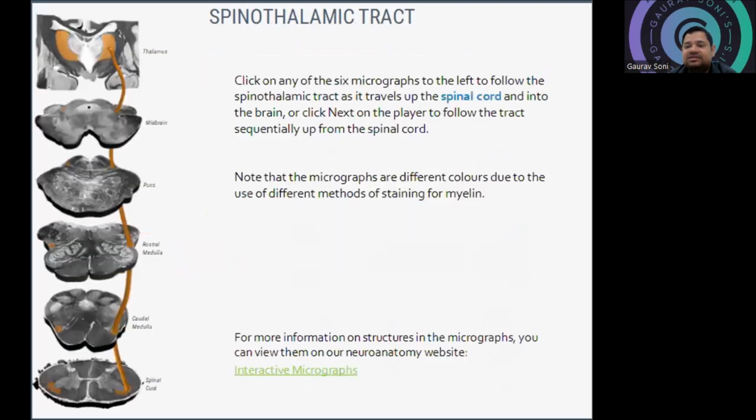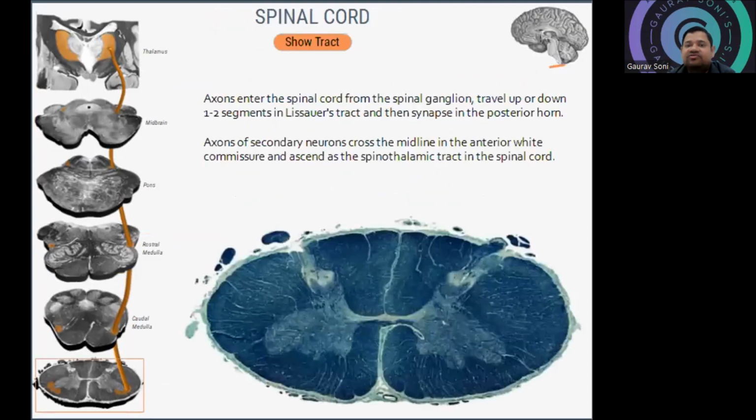Now we have to see some micrographs of the spinothalamic tract from the spinal cord to the thalamus. We are going to click one by one and you can see the movement. So first of all, the spinal cord. The axons enter the spinal cord from the spinal ganglion, travel up or down one or two segments in the Lissauer tract, and then synapse in the posterior horn.